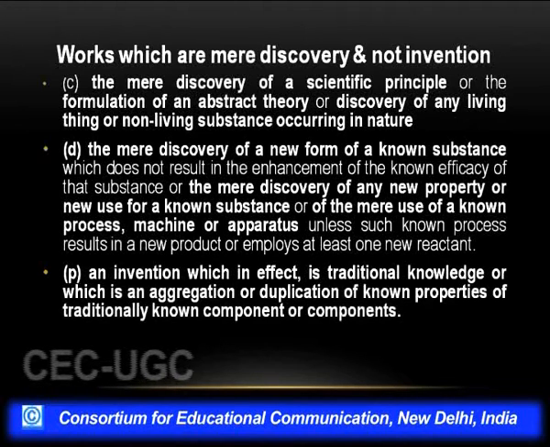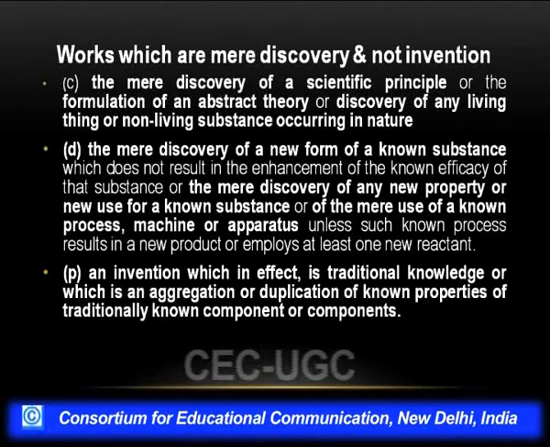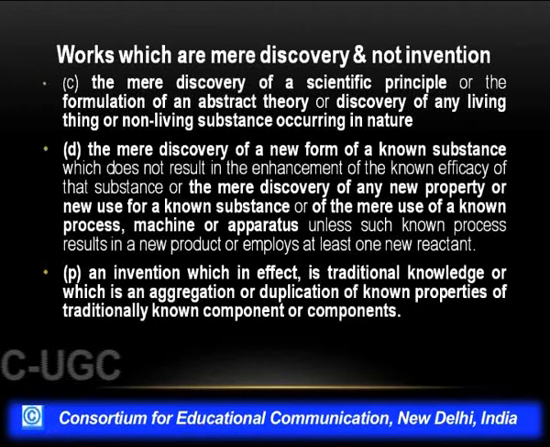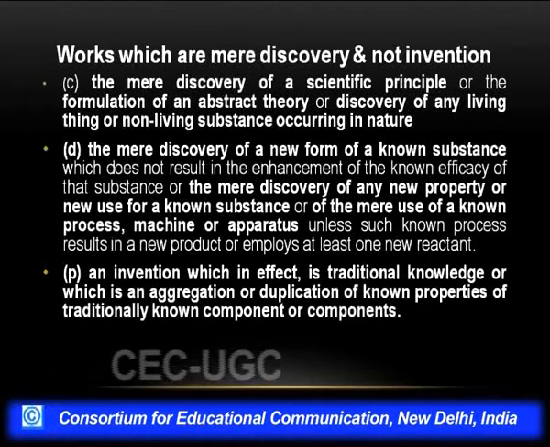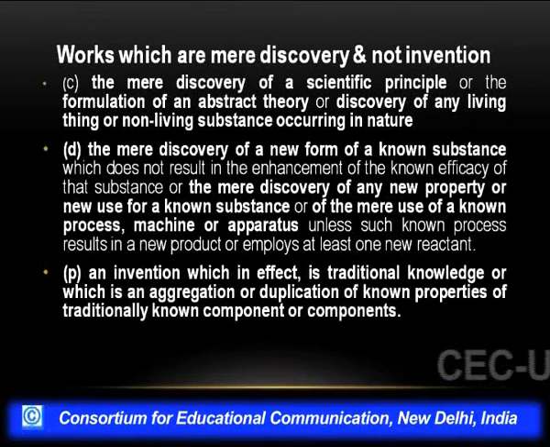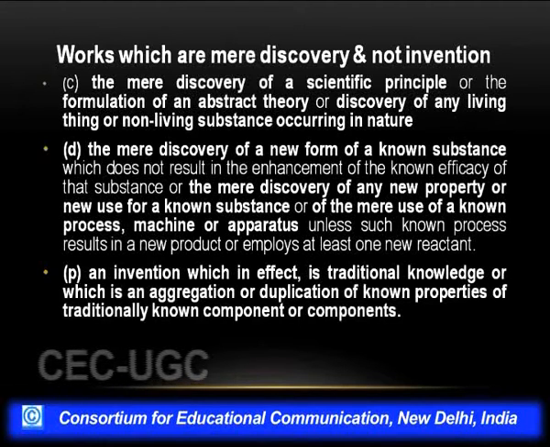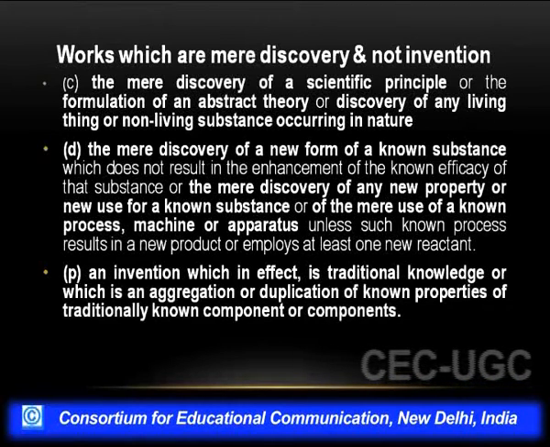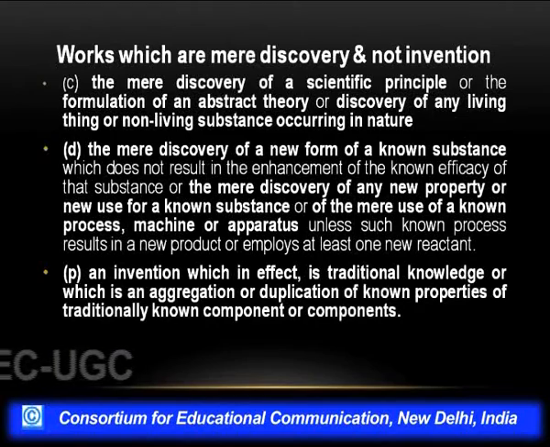Impliedly, or in an implicit manner, we may read it as requiring that traditional knowledge can be given patent protection, or an invention involving a traditional knowledge can be given a patent protection, but it must not be an invention which in effect is a traditional knowledge, or which is an aggregation or duplication of properties of traditionally known components.